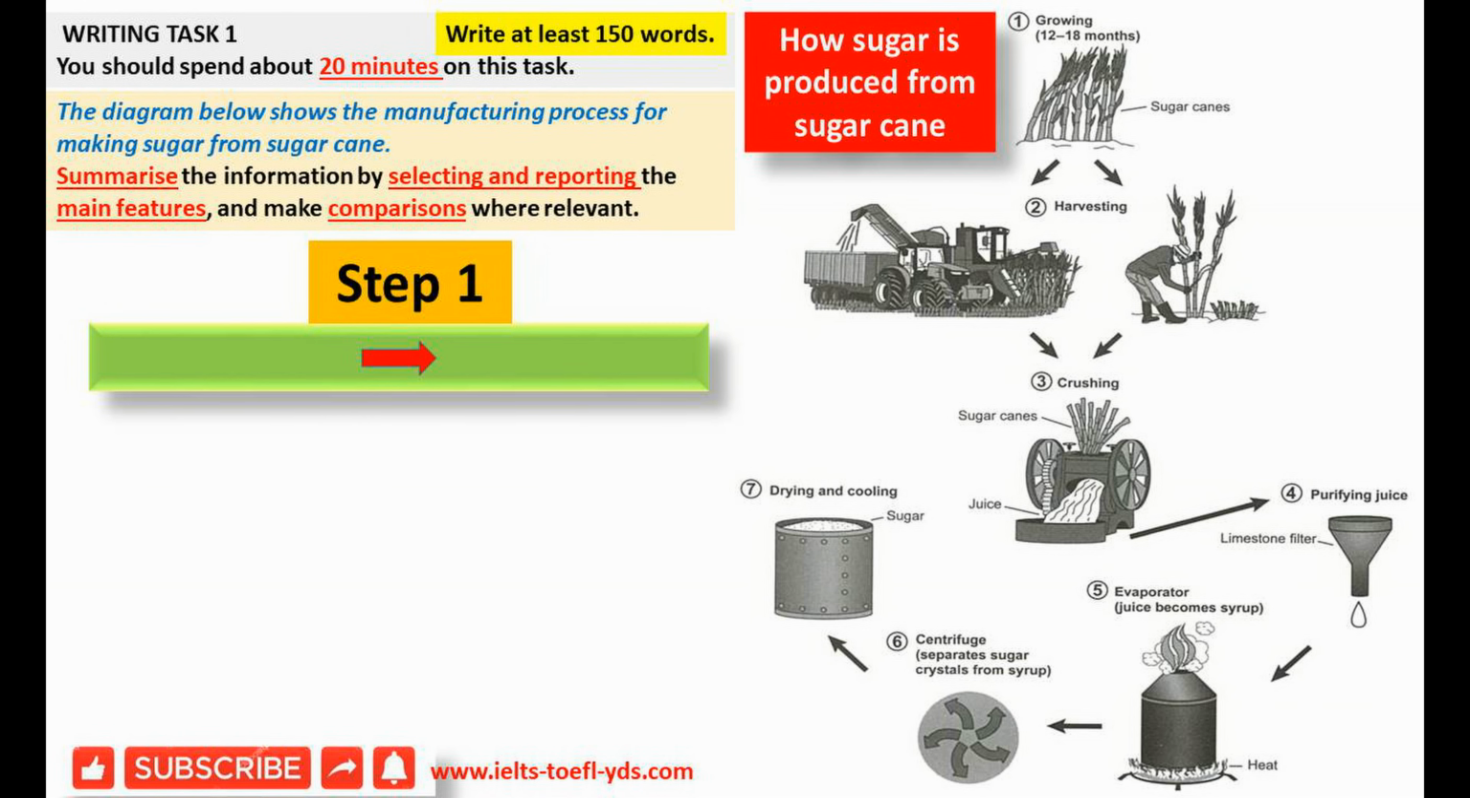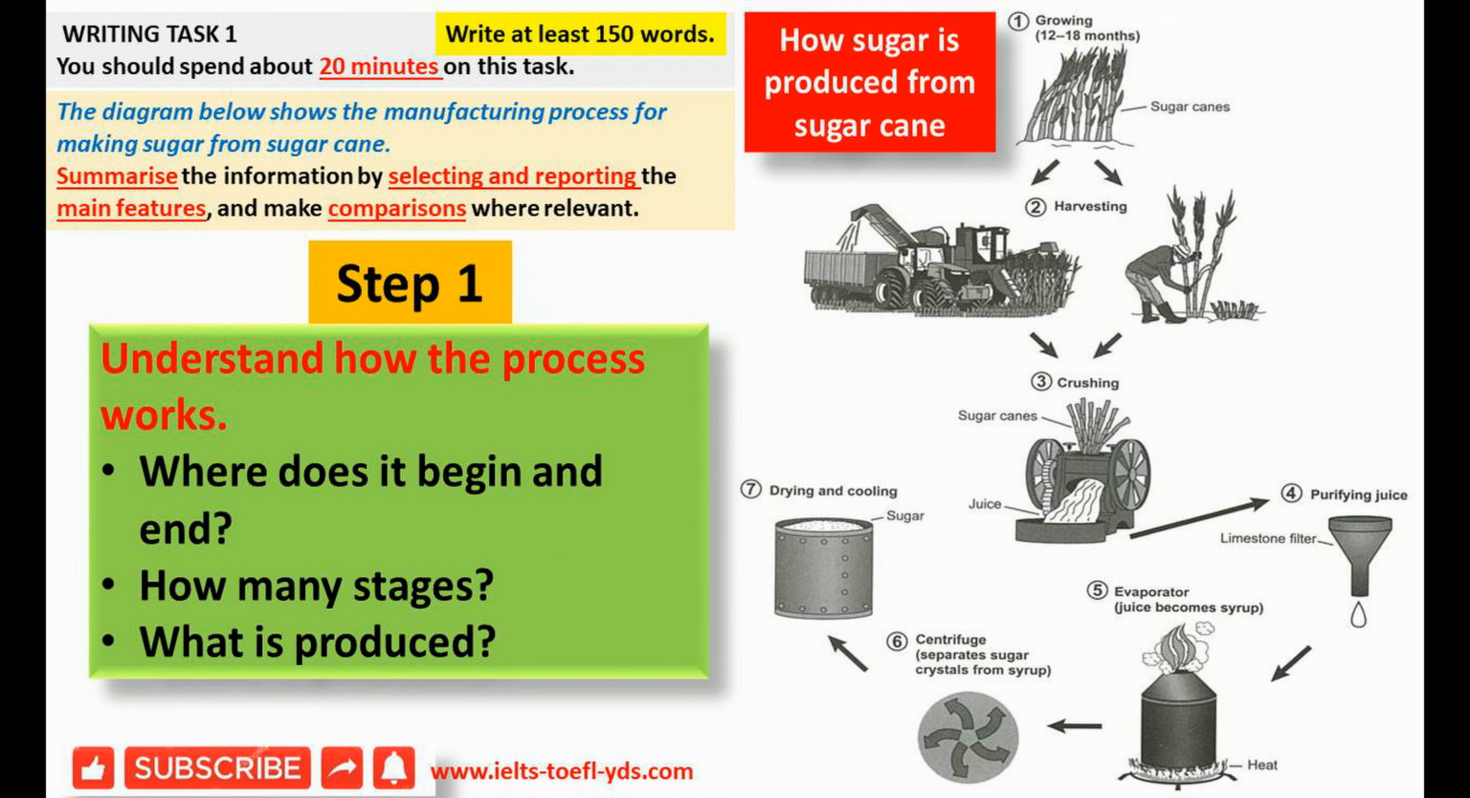The diagram below shows the manufacturing process for making sugar from sugar cane. Summarize the information by selecting and reporting the main features, and make comparisons where relevant. You should spend about 20 minutes on this task. Write at least 150 words.